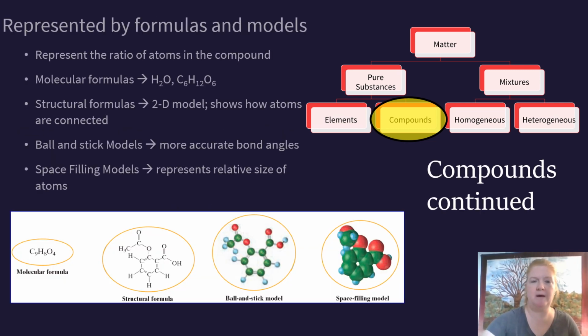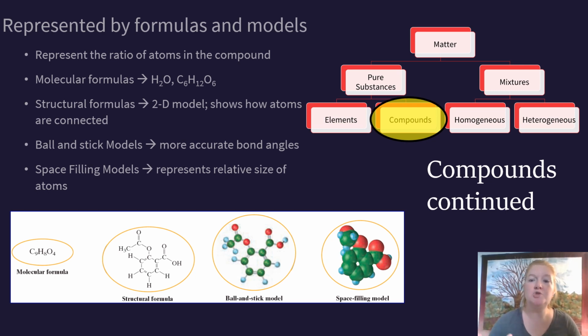What else about compounds? They're represented by formulas and models. So these formulas and models are used to represent the ratio of the atoms in the compound. So I can use molecular formulas like H2O, like C6H12O6, that's glucose. Tells me how many of each atom are in the molecule. H2O, I have 2 hydrogens, 1 oxygen. C6H12O6, I have 6 carbons, 12 hydrogens, 6 oxygens.